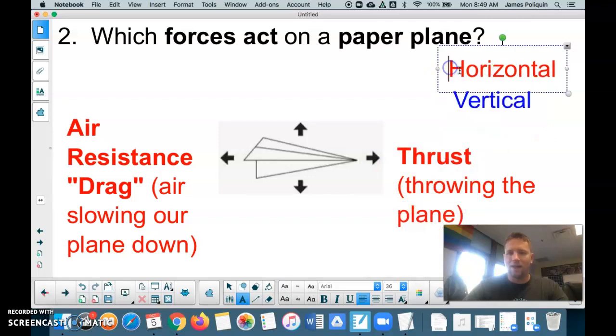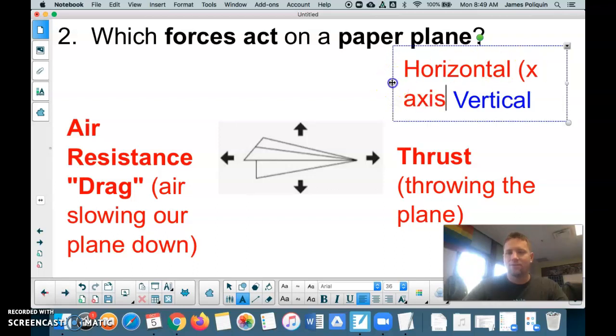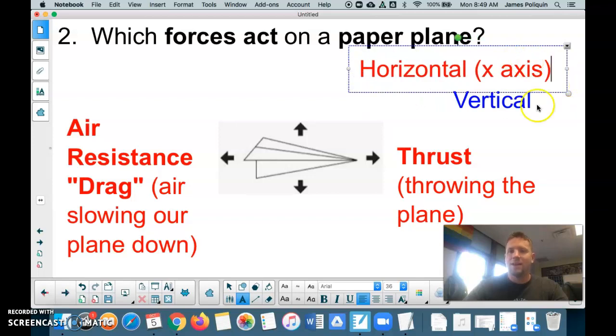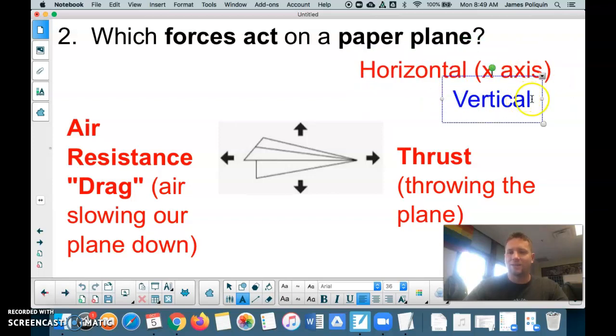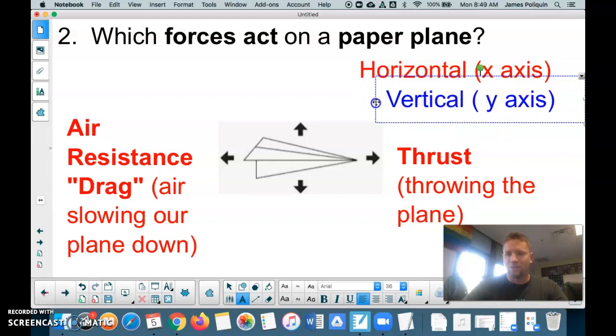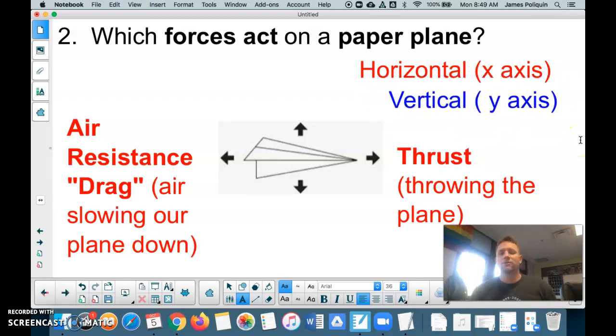Let's tie in a little bit of math here. Horizontal is kind of like our x-axis on a graph. Vertical is like our y-axis, up and down. That's also a nice way to help us remember. So vertical forces will be in blue, and they are the forces that are acting up and down on your paper plane. Let's start with the force that helps us stay in the air.